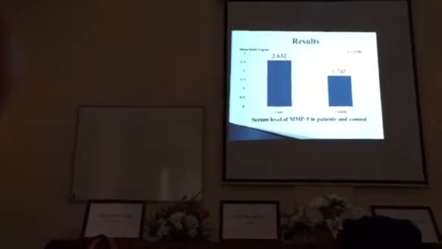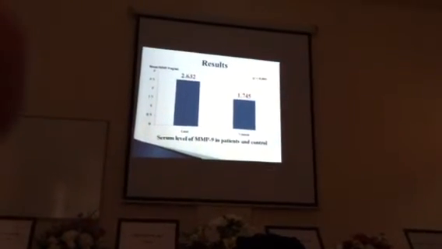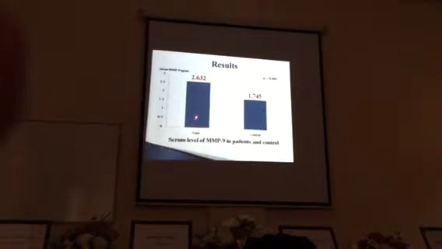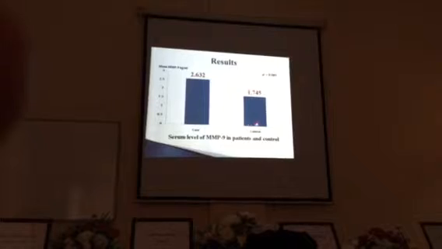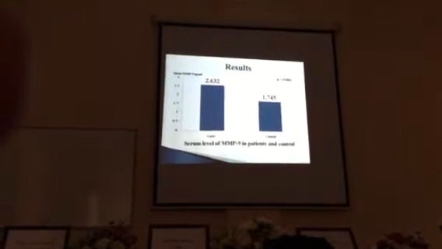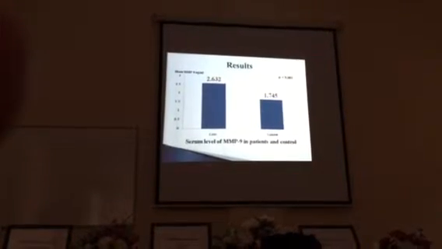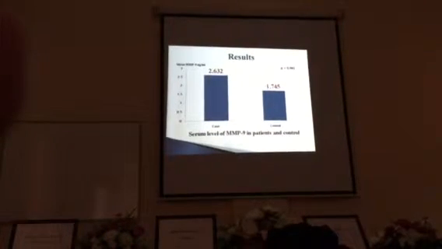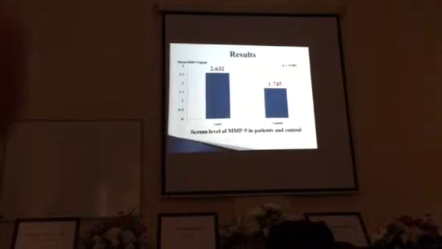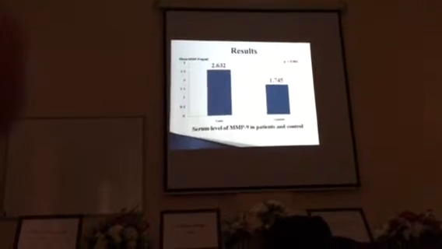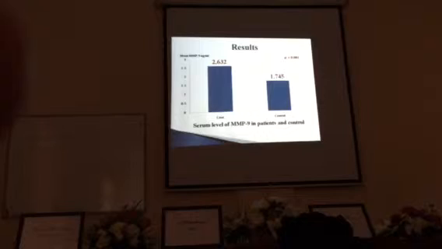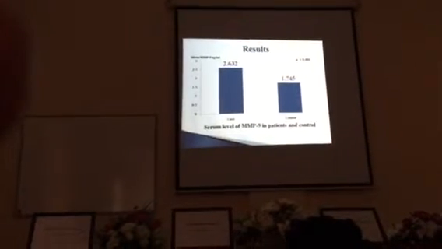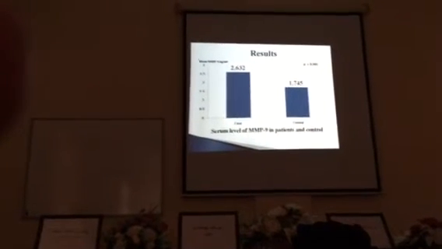Regarding matrix metalloproteinase 9, as you see here, there is significantly higher serum level of matrix metalloproteinase 9 in patients with type 2 diabetes mellitus as compared to control group. And this is maybe due to increased thickness of the extracellular matrix, and as a compensatory mechanism, there is an increase in the matrix degradation enzymes in type 2 diabetes mellitus, or maybe due to oxidative stress that activates nuclear factor kappa light chain enhancer of activated B cells, and this leads to overproduction of matrix metalloproteinase 9.